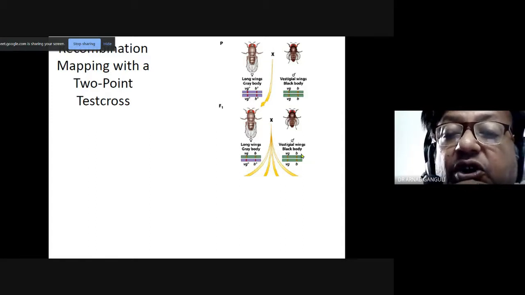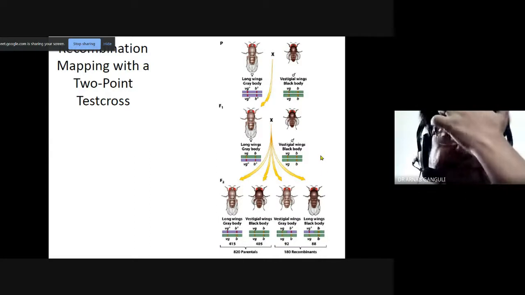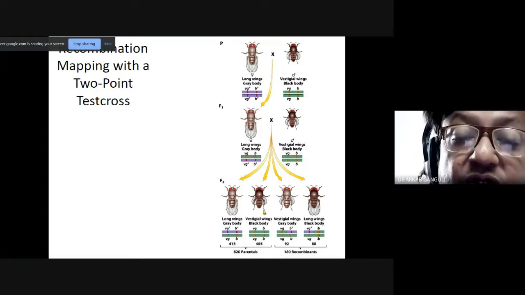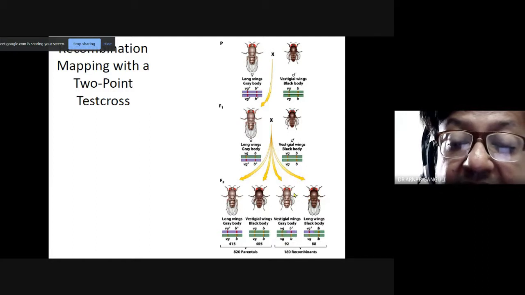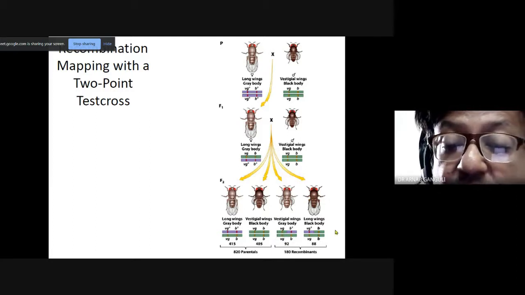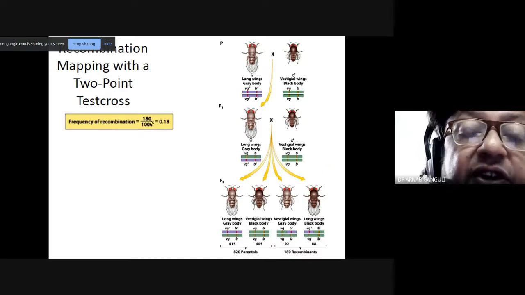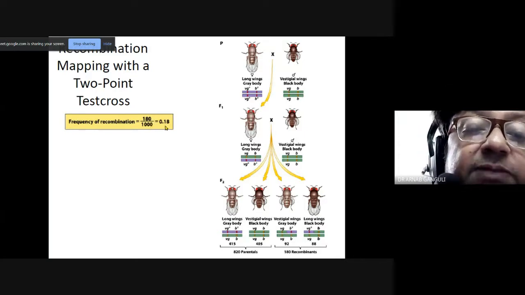Now, if they are crossed with VG B, a total vestigial recessive phenotype, you'll have 4 types taking place. Here, there will be a crossover. Here, there is no crossover. So, the first one you'll have the parentals coming. Say 820 parentals coming and 180 recombinants coming. So frequency of recombination, there are total of 820 plus 180, that is 1000 flies. So 180 divided by 1000 is 0.18.